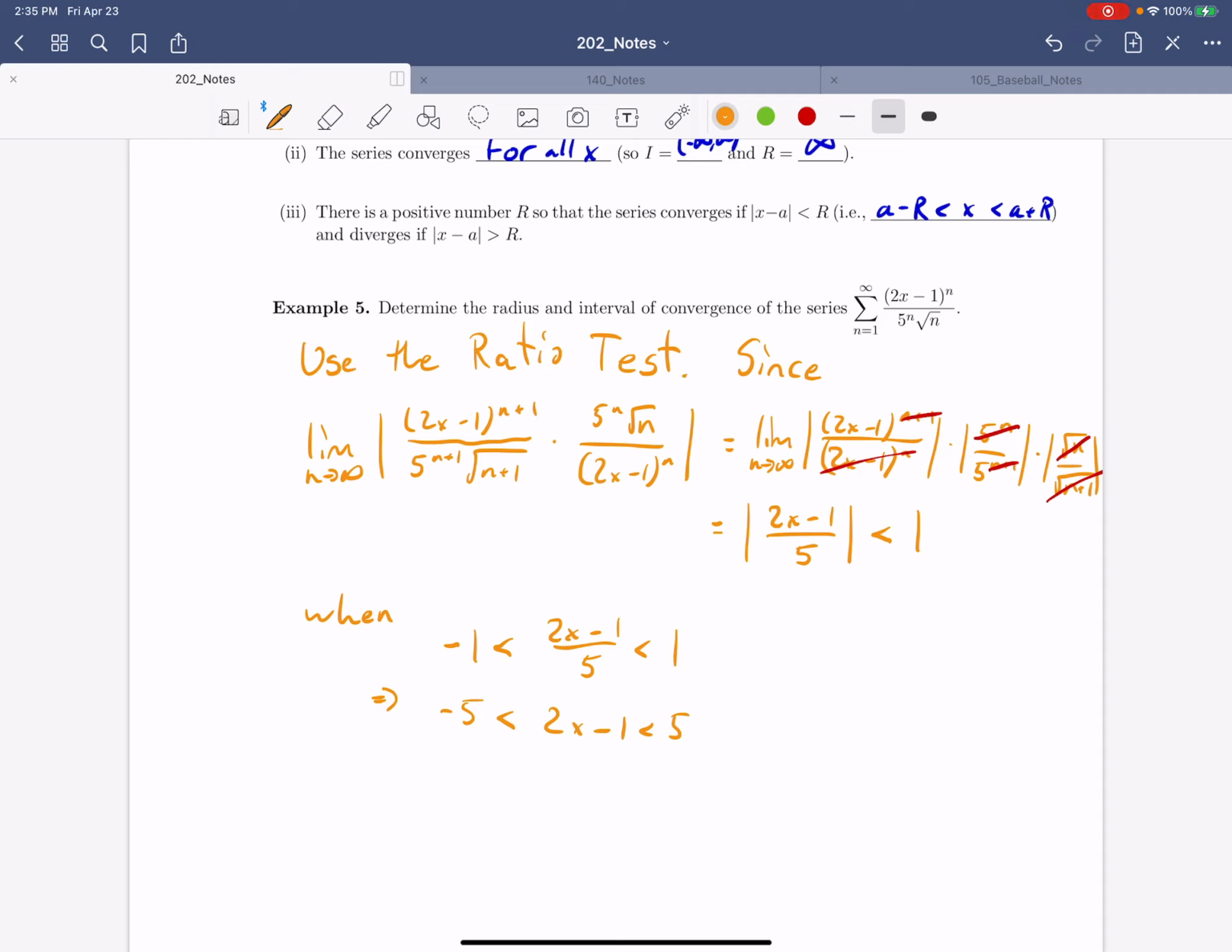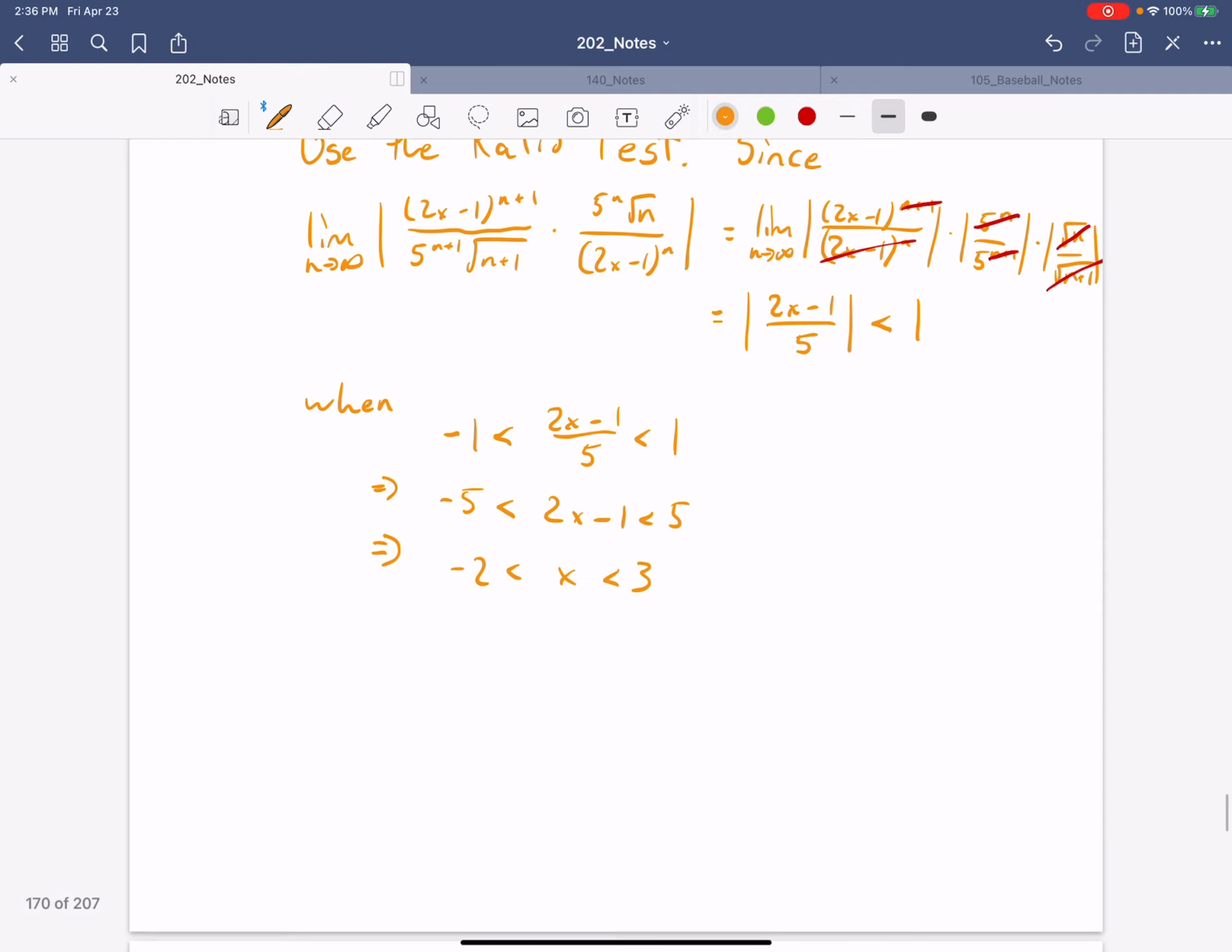And then we're going to add 1 and divide by 2. If we add 1, we get negative 4, divided by 2, negative 2. And on the other side, we add 1, we get 6, divided by 2, 3. So x is between negative 2 and 3.